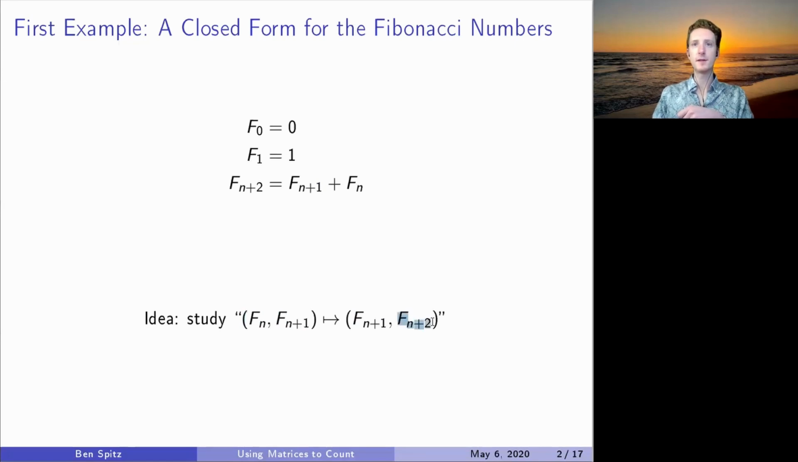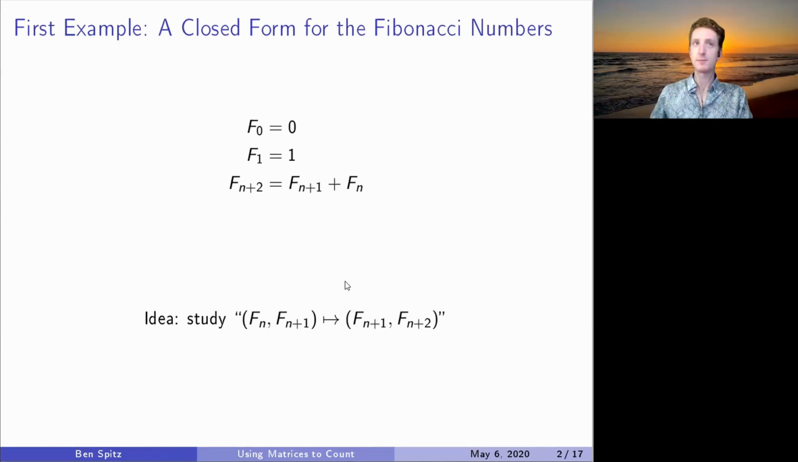And if I want to know F_{n+2}, I can also compute that from the input. It's F_{n+1} and F_n added together. So it's easy to write down a formula for this function. And also, I can iterate this function. I can apply the function to the output of the function and keep going to keep getting bigger and bigger terms of the Fibonacci sequence.